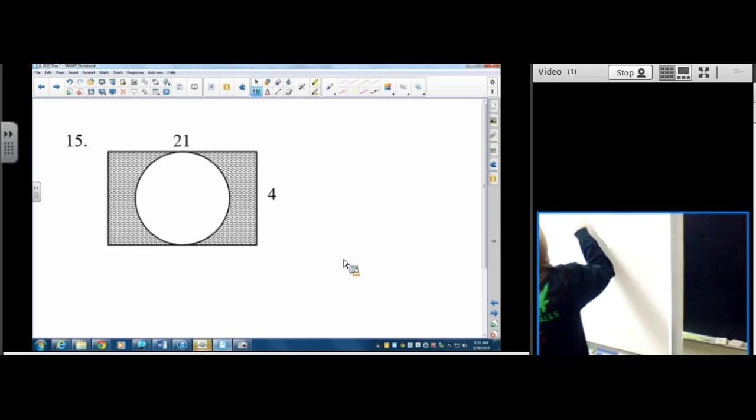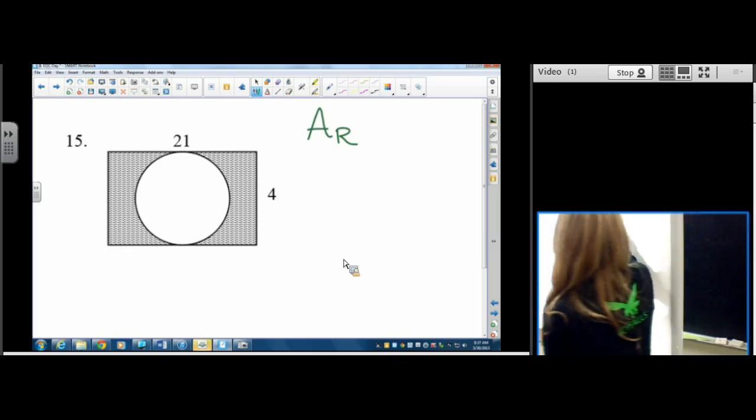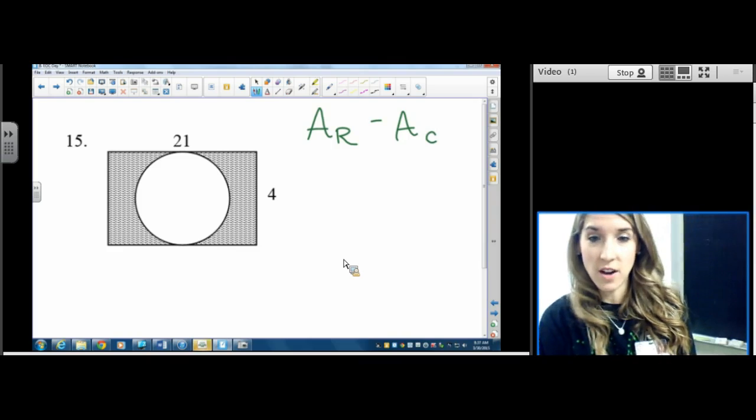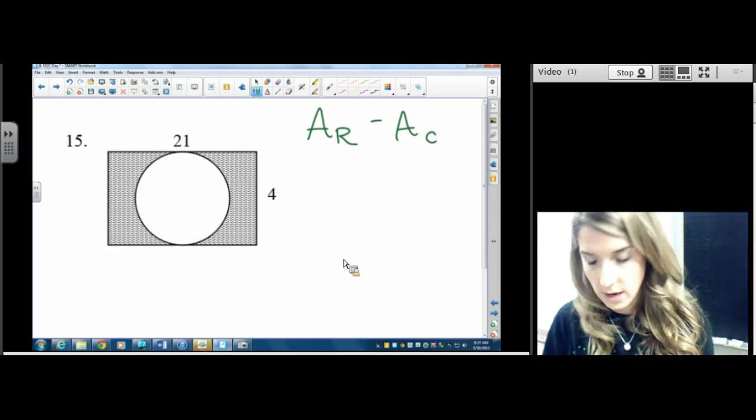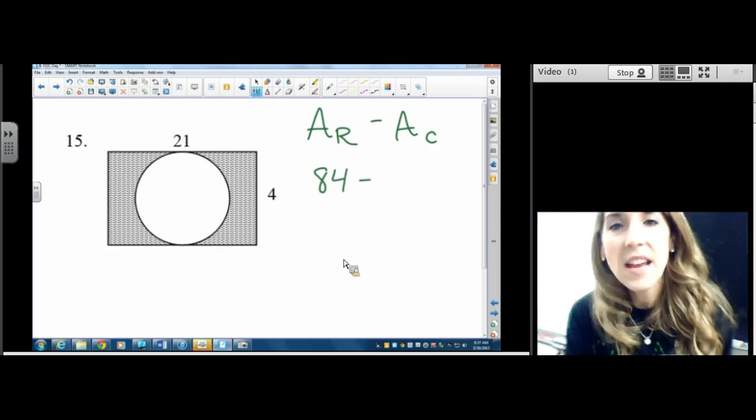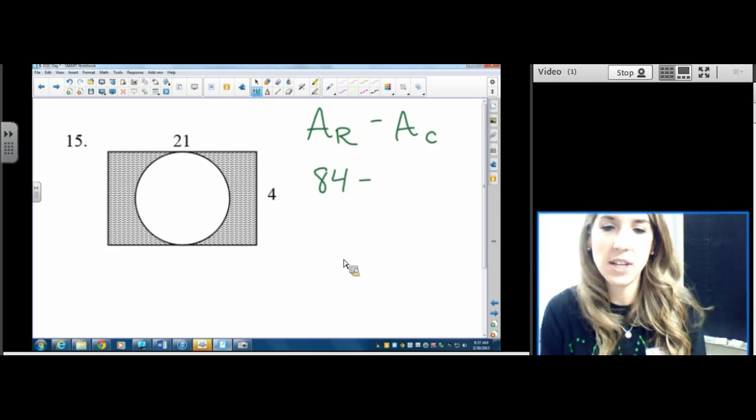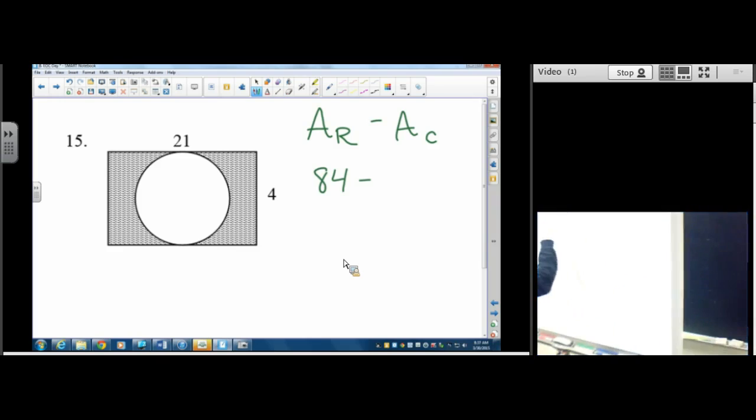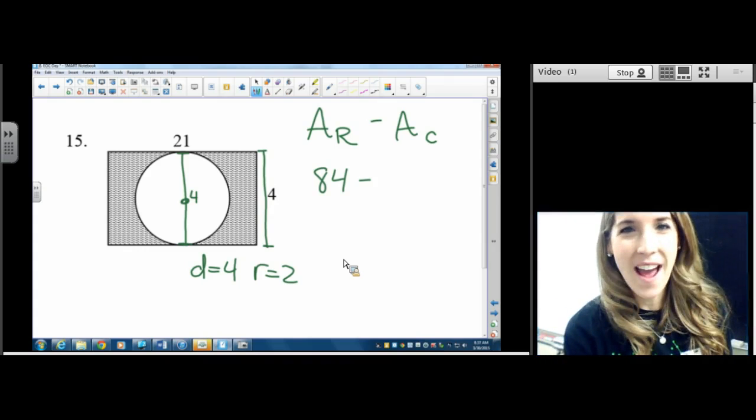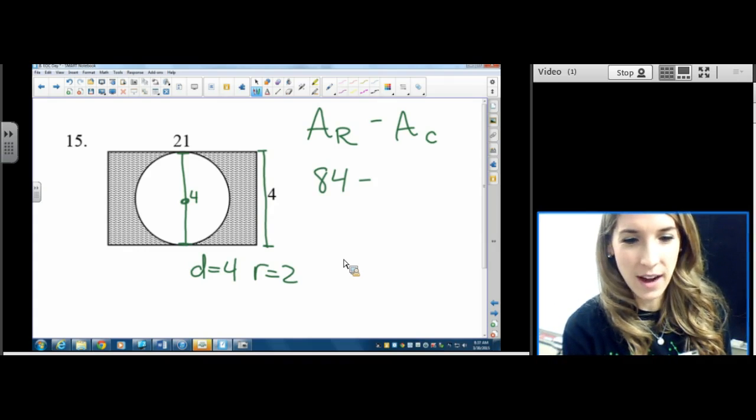We know that this is a rectangle, so area of the rectangle minus the area of the circle. So this one's not a bad one to start off on. The area of a rectangle would be 21 times 4, 84. Minus the area of the circle could be a little bit tricky, but it shouldn't be. Notice that from here to here, it's 4. That's the same as from here to here. It's 4. So we know our diameter is 4, making our radius 2. So the area of that circle is pi r squared. Pi times 2 squared.